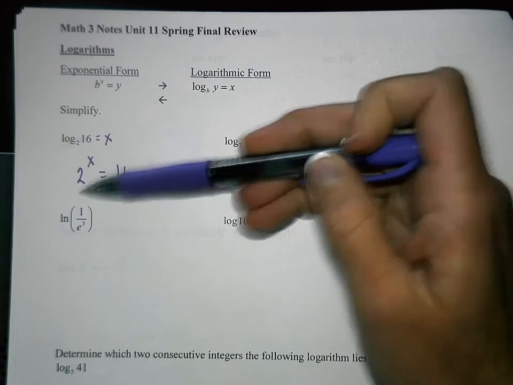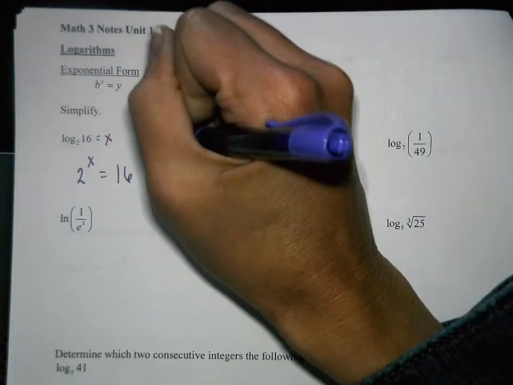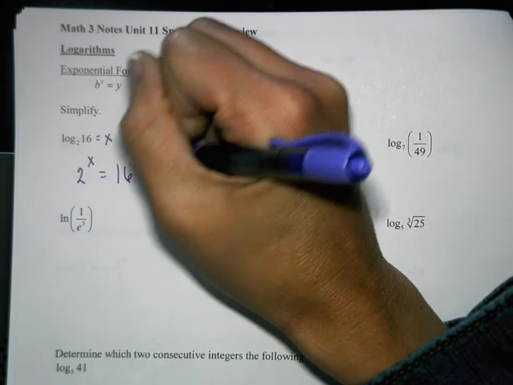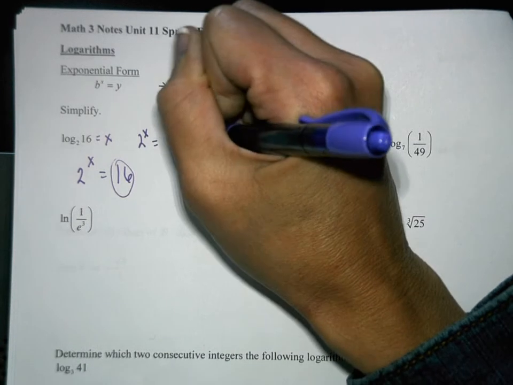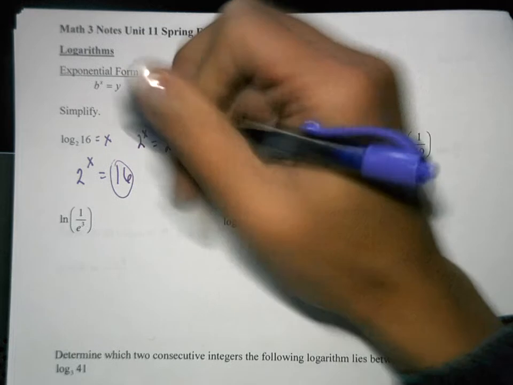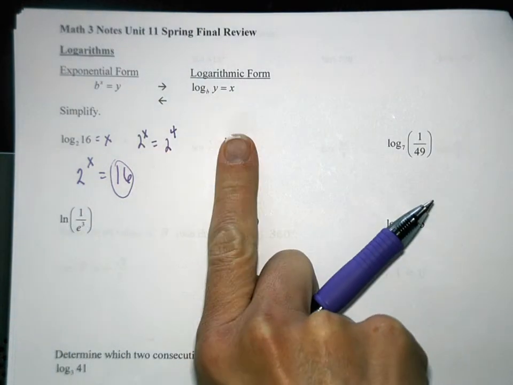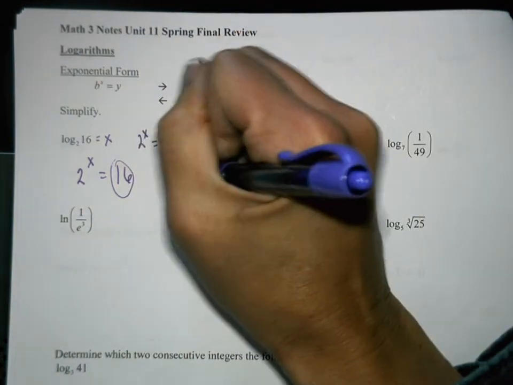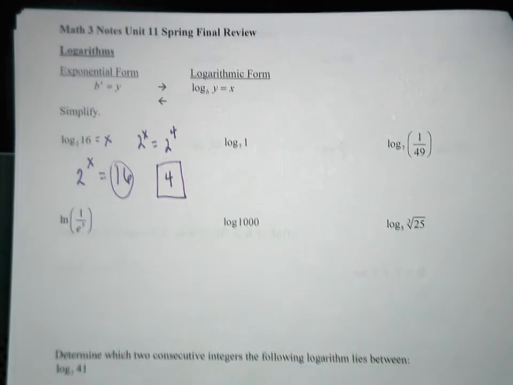If you know the answer, that's fine. If you don't know the answer, we want to get like bases. So 2 to the x equals, and 16 is 2 to the 4th power. And based on that information, we can see since we have like bases, your exponents also are the same. So therefore, the answer for this problem is 4.